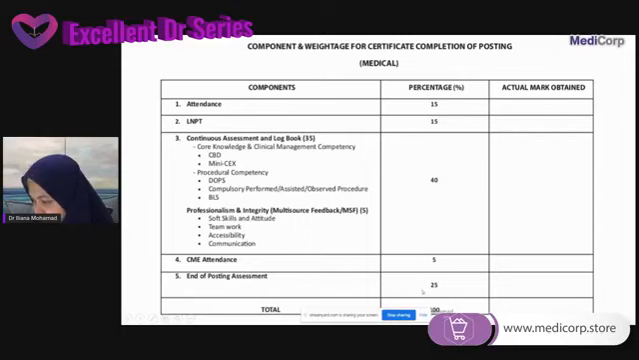Okay, end of posting. Yang ni kena study lah. Usually it comes in terms of MCQ, which make up your 25%. If it is an MCQ, you can ask from your senior houseman who has passed the department whether they have a bank of questions so that you can study them much earlier. So you will need to work on this 25%. So 40% here is the largest component of your assessment.